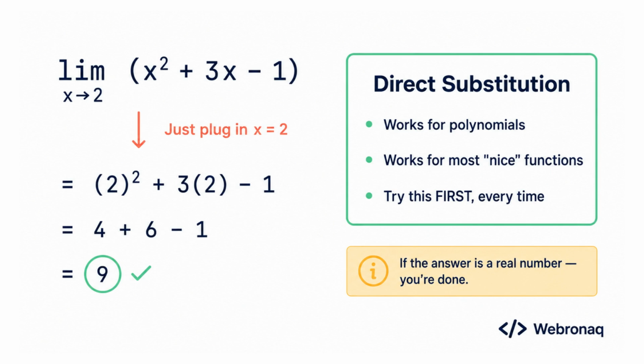That's our limit. Now, here's the rule of thumb. Always try direct substitution first. For polynomials, for most well-behaved functions you'll meet in calculus, substitution just works. If you plug in the value and get a clean real number back, congratulations, that's your answer. Move on. But, and this is where it gets interesting, substitution doesn't always work. Sometimes you plug in the value, and you get something strange, something undefined. Let's see what happens then.